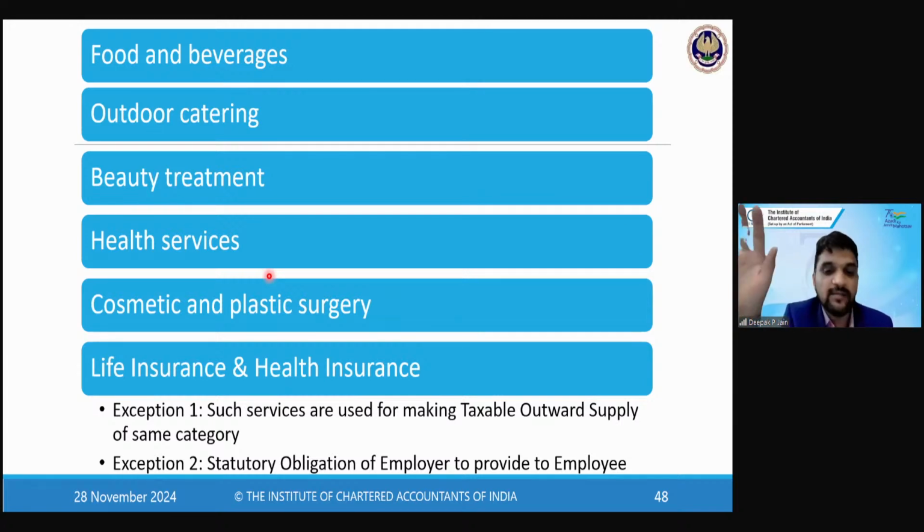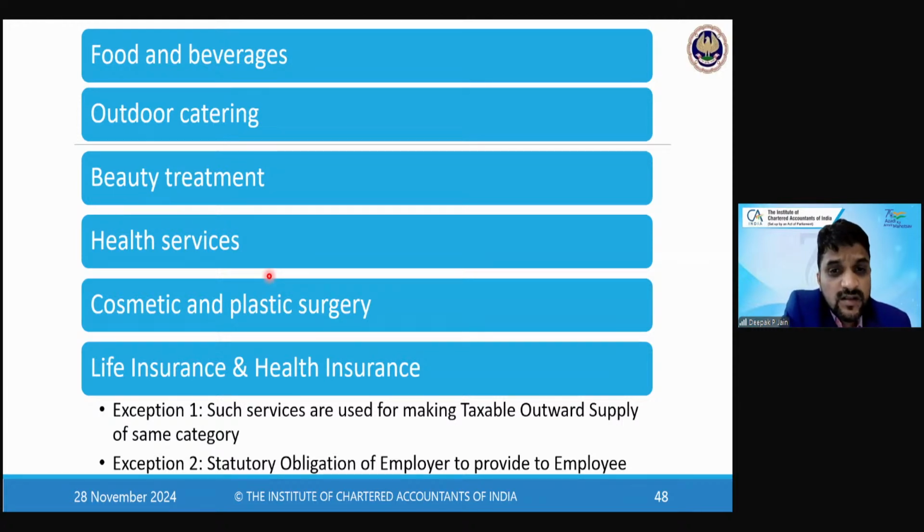Insurance for staff, you will not get the credit. If the government has said through the requirement of any law that you have to give insurance for staff, then it will be available. Like an IRDA health insurance policy for employees? No.